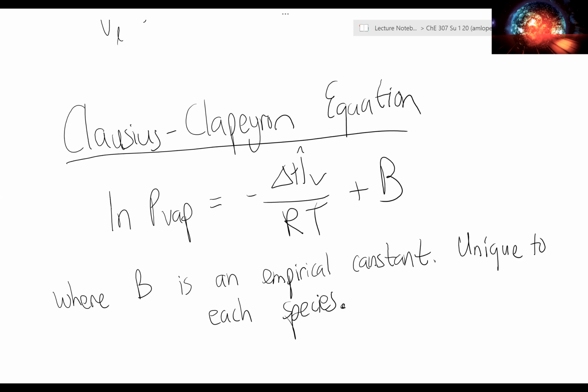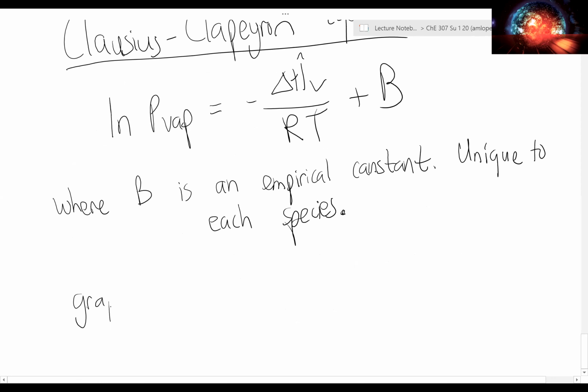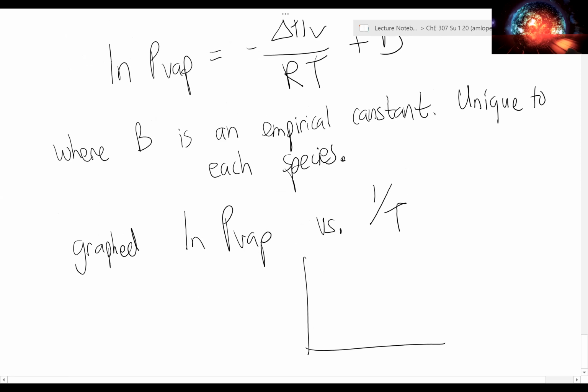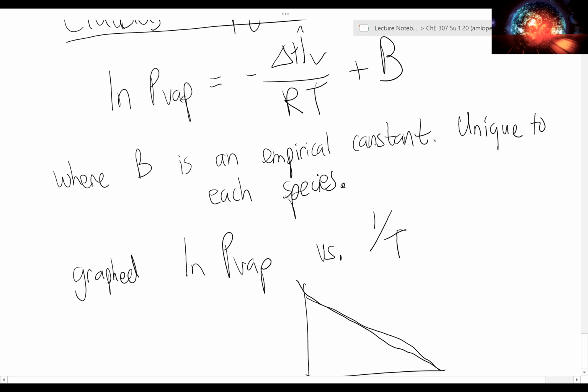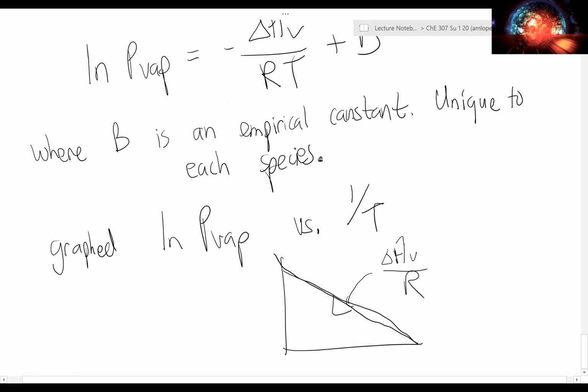But the Clausius-Clapeyron is useful primarily because if you look at this system, and if we graphed essentially ln of p vap versus 1 over T, we would get a system that looks like this, where this slope would be delta H V over R, and this intercept would be B.